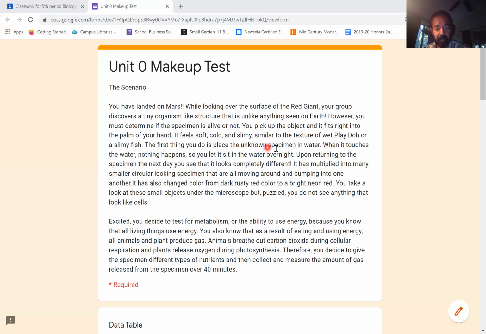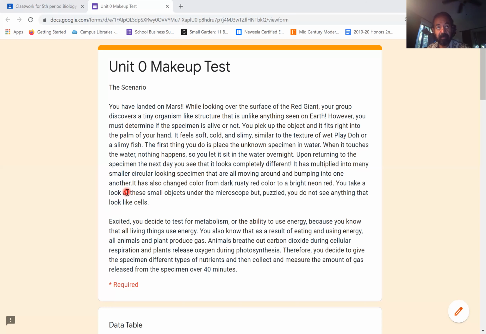The first thing you do is place the unknown specimen in water. When it touches the water, nothing happens. So you let it sit in the water overnight. Upon returning to the specimen the next day, you see that it looks completely different. It has multiplied into many smaller circular looking specimen that are all moving around and bumping into one another. Okay, so now maybe it's reproduced and the things are moving.